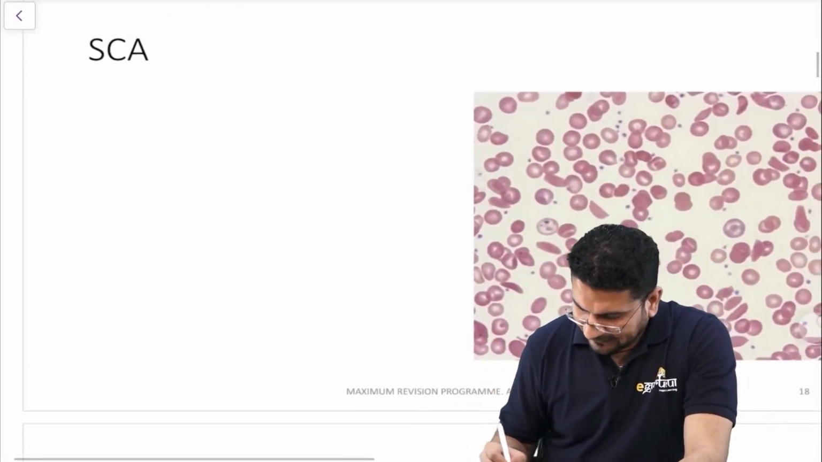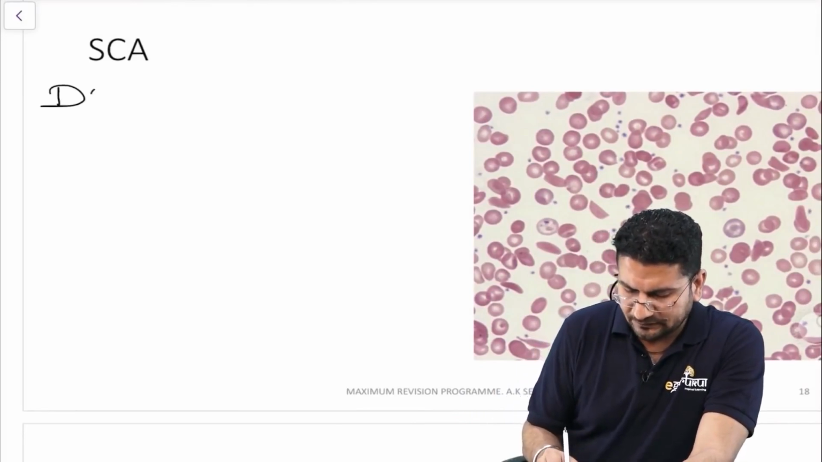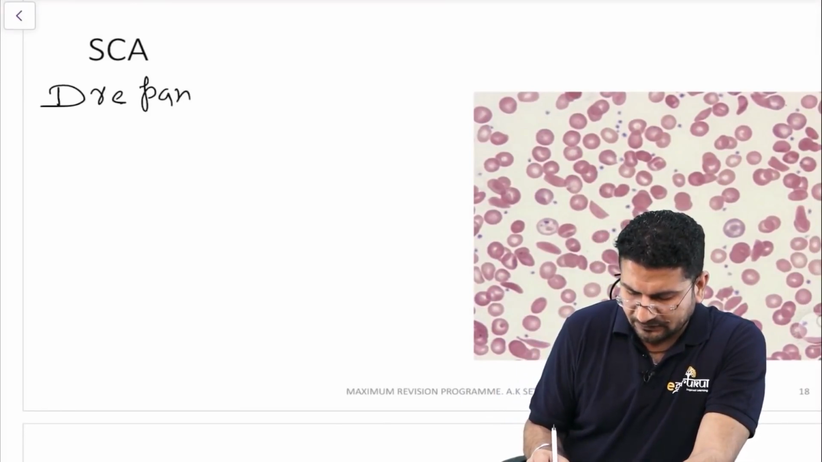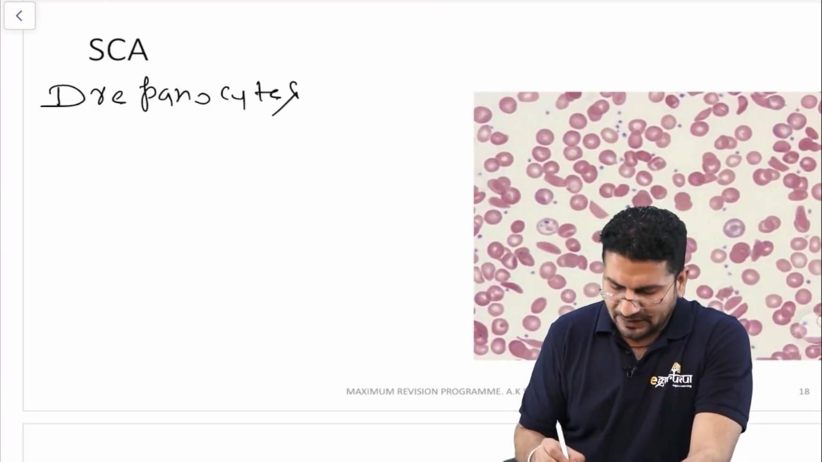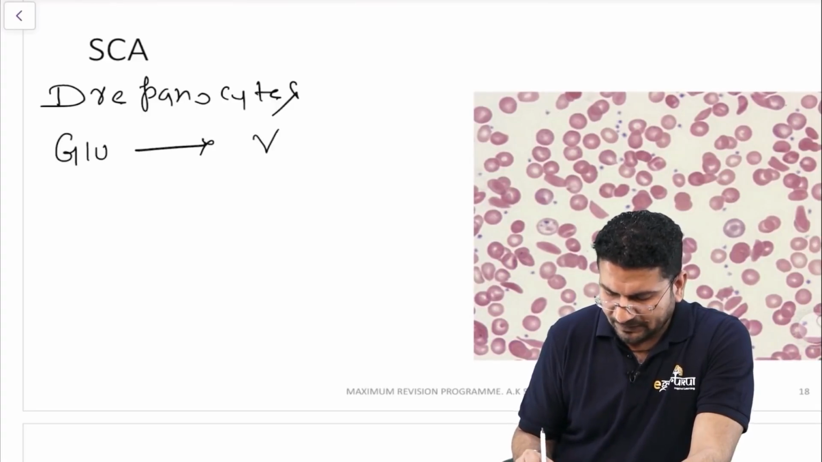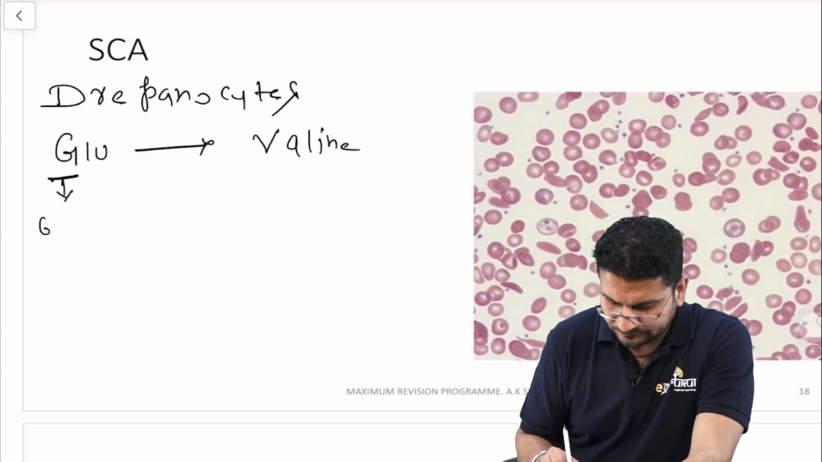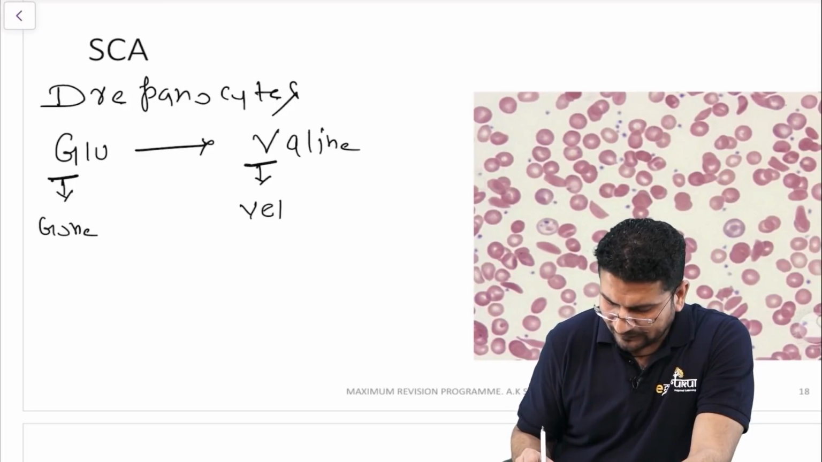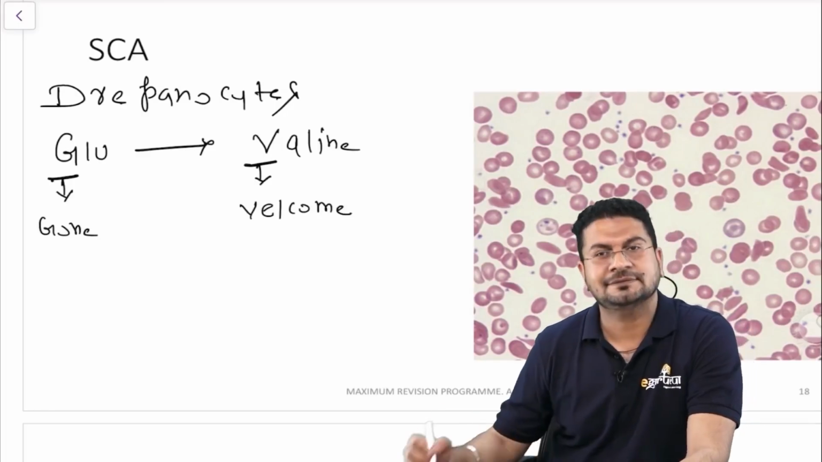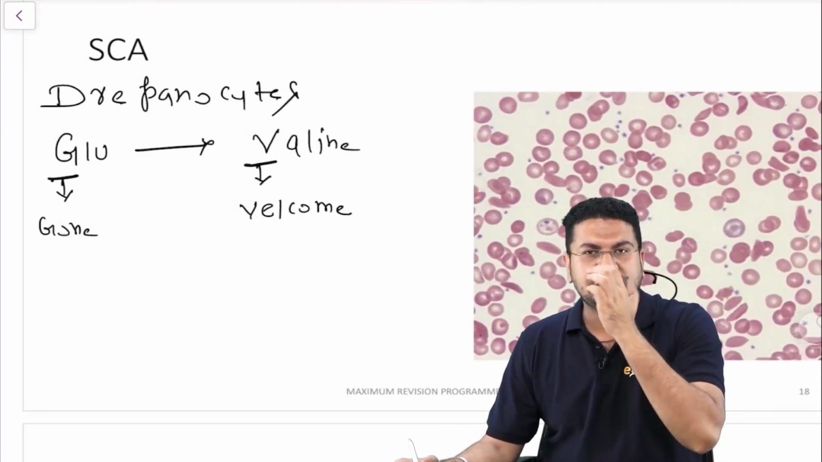Okay, you can see these cells. These cells look like a sickle, so we call them drepanocytes or sickle cells. The patient will have glutamate replaced by valine. So glutamate gone, valine welcome. From today, valine spelling will start with V. Glutamate to valine, this is occurring at position 6.